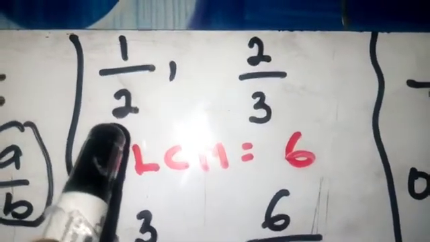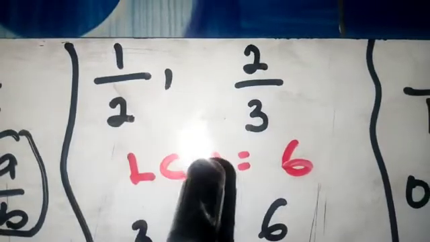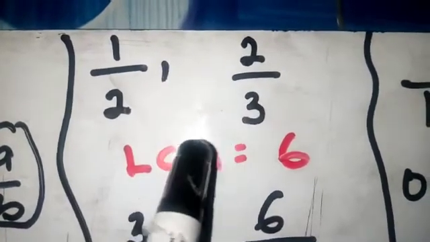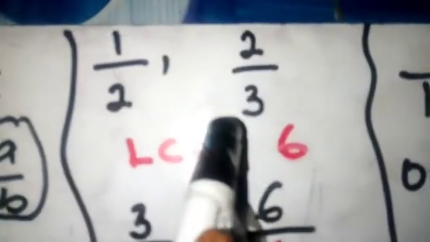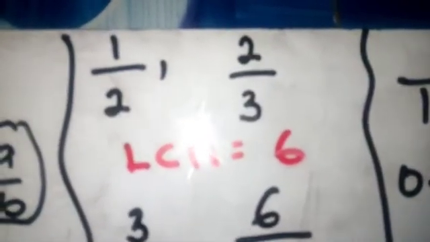Step number two: the denominators, are they the same? No, they are not the same. So how do you solve this? You have to make sure that the denominators are the same before you can compare the top one to determine which one is the smaller or which one is the younger one. Is that okay? So what do you do?